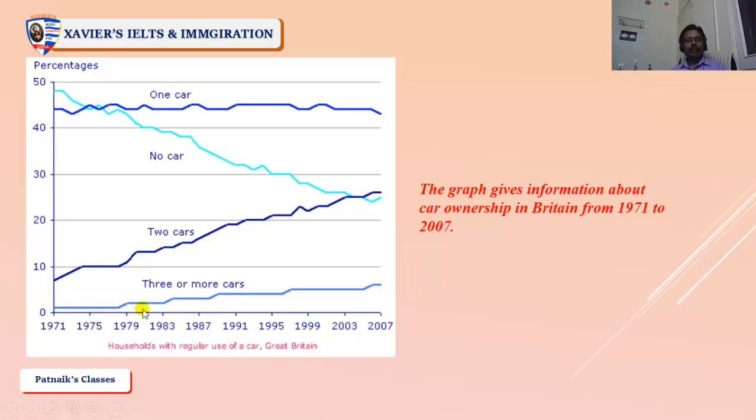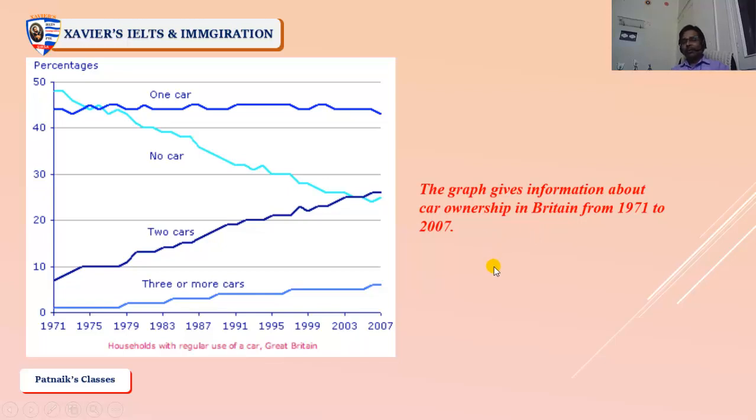The first line graph is representing the owners with three or more cars. The second, deep blue line is displaying the data about the owners who have two cars. This one is displaying the owners who don't have a car. And then the top one is displaying the percentage of owners with one car. So this is the graph we have to plan a write-up for. The heading is given as: the graph gives information about car ownership in Britain from 1971 to 2007.